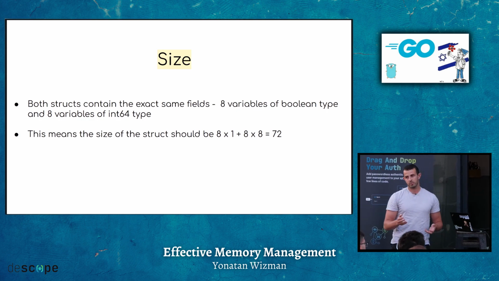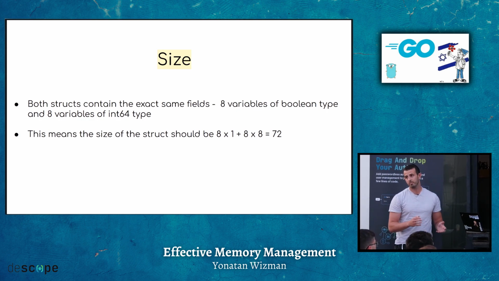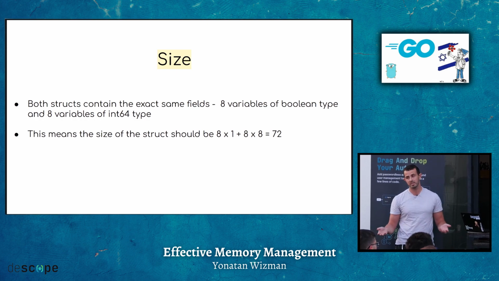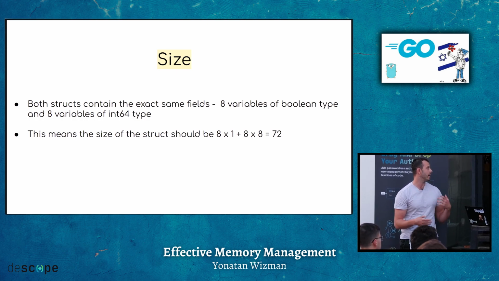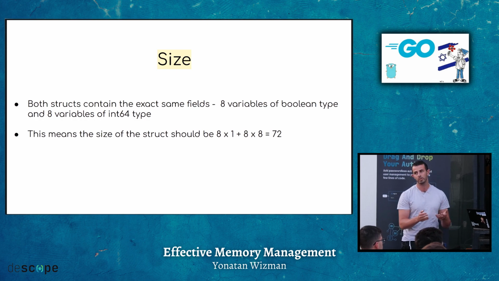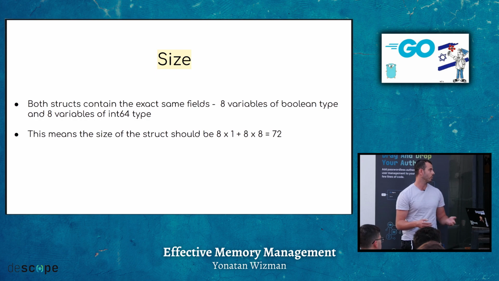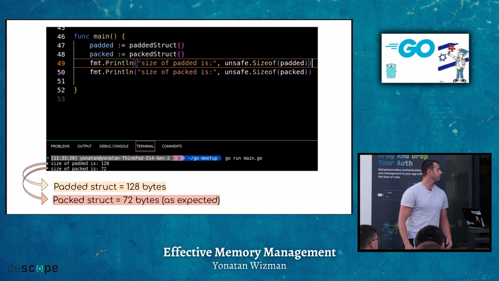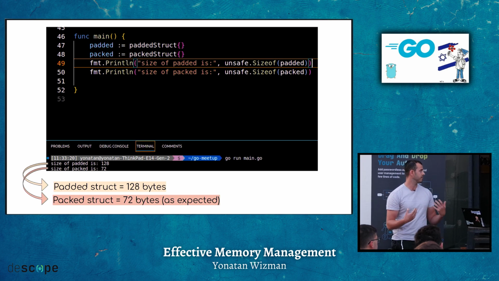So in terms of size, both structs contain 8 Boolean variables and 8 int64 variables. So technically speaking, this should be the same size, right? The basic math is we have 8 Boolean variables, which are a byte each, and 8 variables of type int64. We have 8 times 1 plus 8 times 8, which should equal 72, right? But however, by running the following program, we see this is not the case.